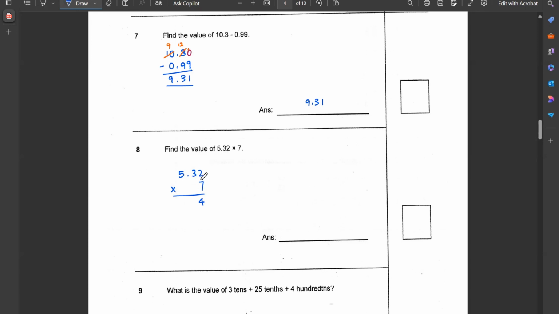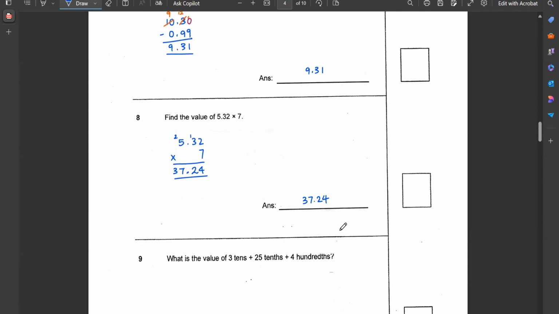Okay, for multiplication, you can throw the single digit here behind. 2 times 7 is 14, bring up. 3 times 7 plus 1. 3 times 7 is 21, and plus 1 is 22. So 2, bring up here. 5 times 7 is 35. 35 plus 2, you have a 37. So there you go, 37.24. Make sure the dot is obvious enough, okay?